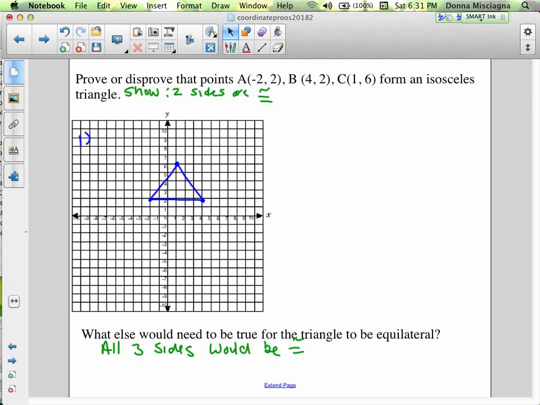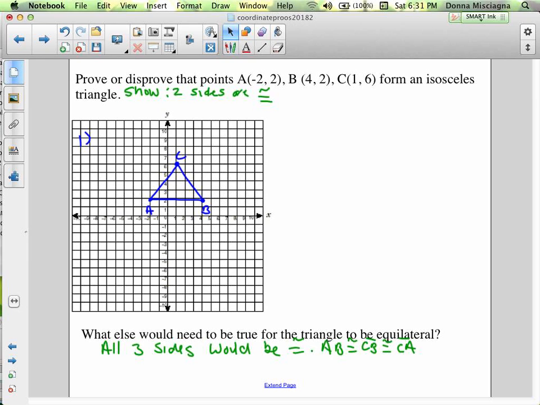I forgot to label the triangle here. This was A, B, and C. So for this triangle, that would mean that AB was congruent to BC, and CB, it doesn't matter which way I write it, CB is congruent to CA. All three sides would have to be congruent. So we know what we have to show.